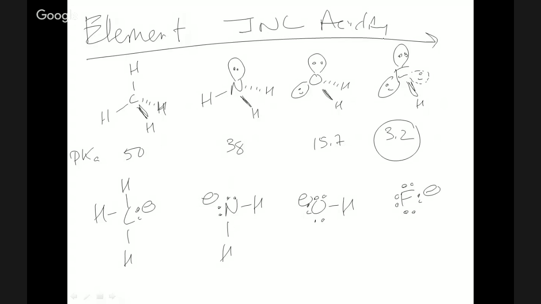Question is why? Well, we can use electronegativity to understand this. Which of these atoms is the most electronegative? It's fluorine. Let's rank the electronegativity. 1, 2, 3, 4. The atom with the anion, we're looking at electronegativity. Why is electronegativity important? Because electronegativity is an affinity for electrons.